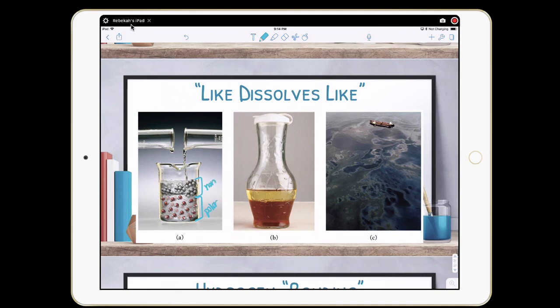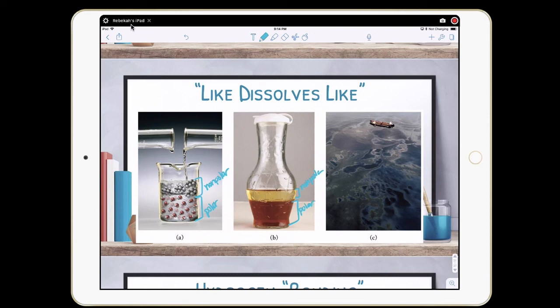Oil is nonpolar. They don't like each other because they're not alike. So they separate, they don't mix. Let's look at the salad dressing. This is oil, nonpolar. The vinegar is polar. So oil and vinegar are not going to mix.